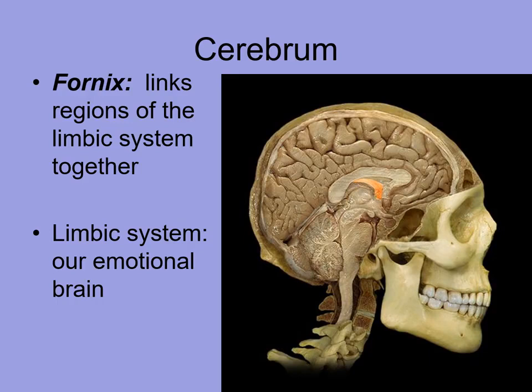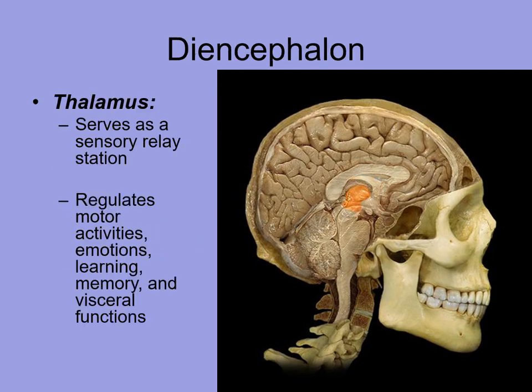The fornix links different regions of the limbic system together. As you can see, this is highlighted in orange here. The limbic system controls a lot of our emotions. And as we'll certainly discuss in your lecture, different nerves pass through the limbic system, and then give emotional connotations to things.